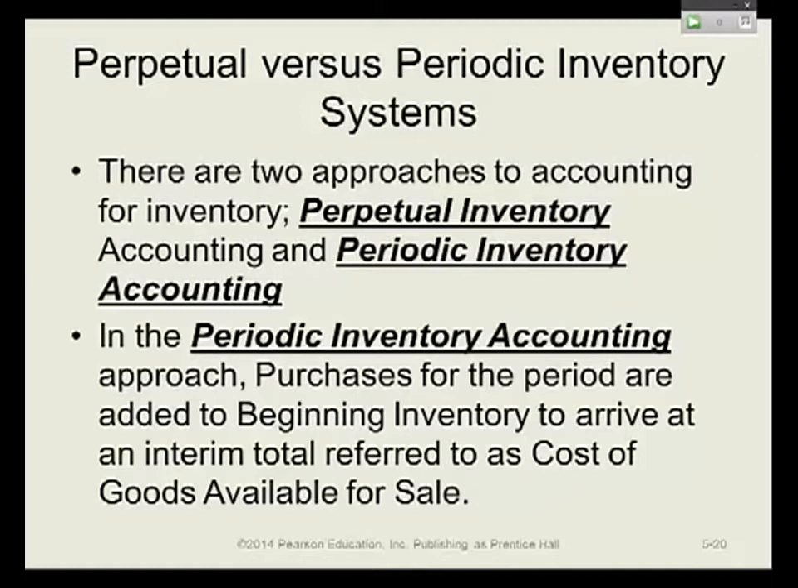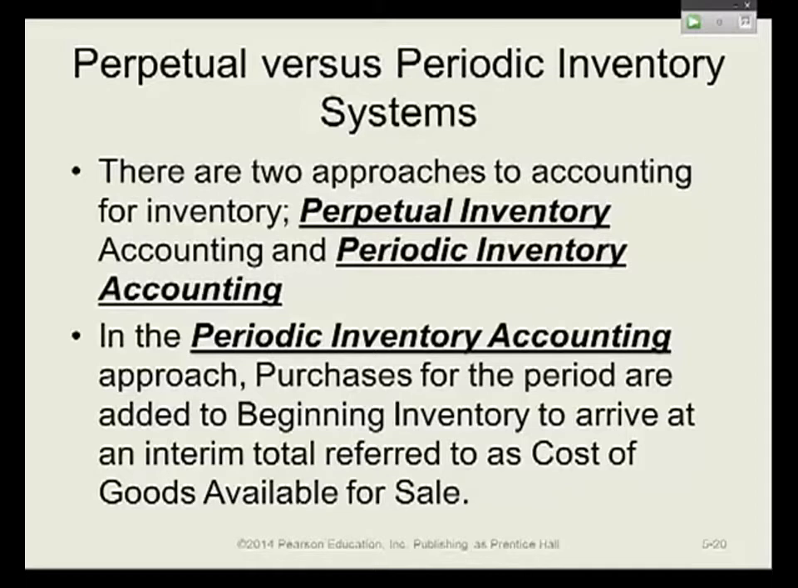When you look at a periodic system, it is somewhat unrealistic. You would have purchases being accumulated in a separate account. You would then add those to the amount of inventory that you've already had on hand, your beginning inventory. And then at the end of the year, you physically count the inventory. The physical count of the inventory is done in order to validate the amount. But the problem with a periodic inventory system is you only do this at the end of the period.